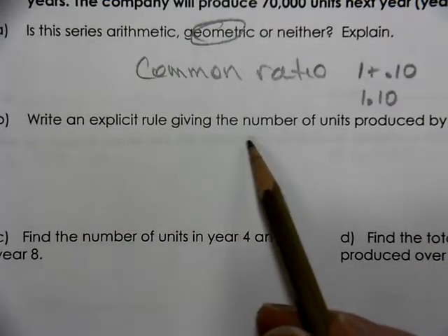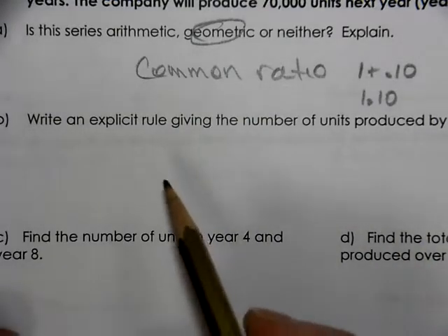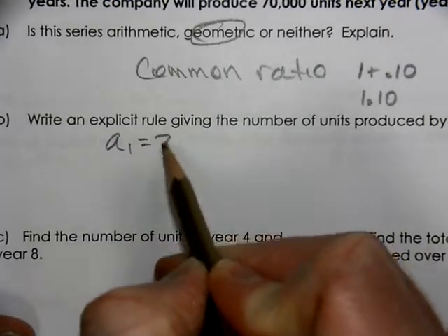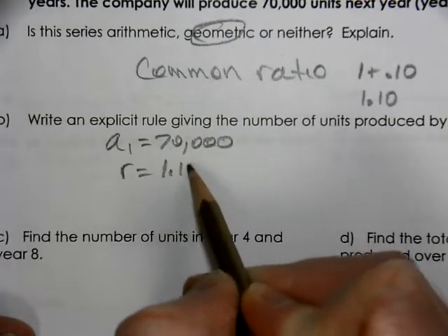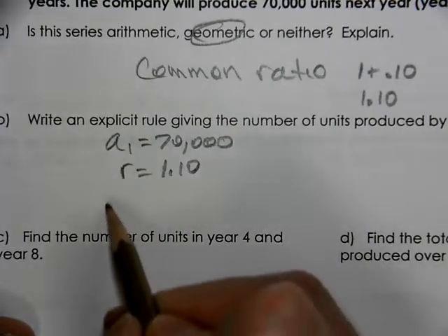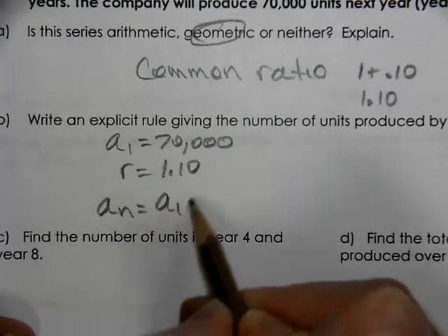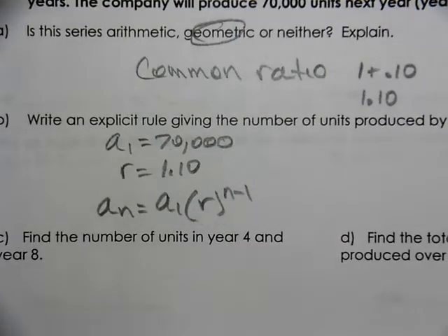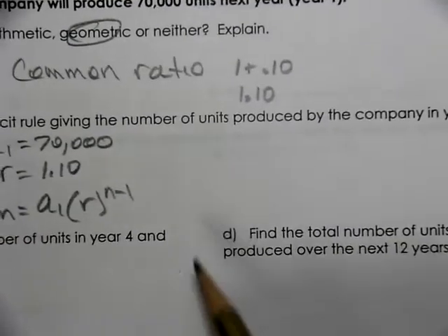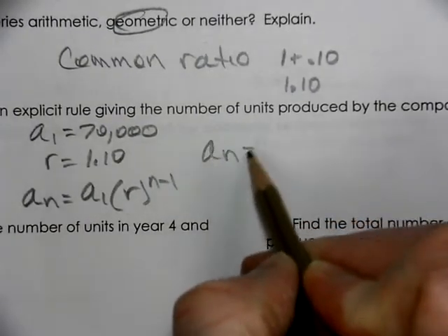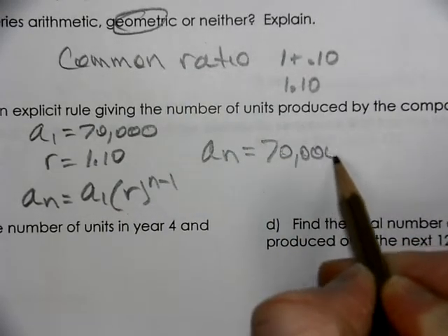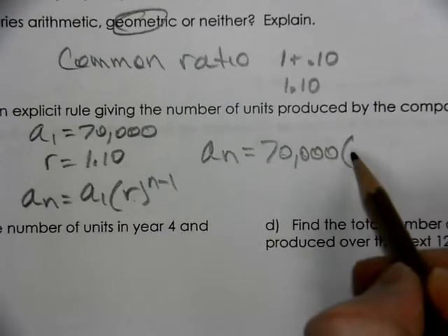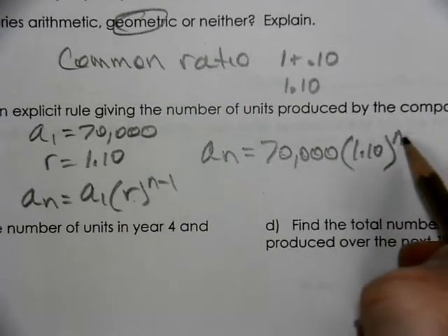We'll write an explicit rule given the number of units produced. We know A of 1 is our 70,000, and our ratio is 1.10. Our rule that we'll be using is A of 1 times r to the n minus 1. So to write this out, we start with A of 1, which is 70,000, times our ratio 1.10, to the n minus 1.